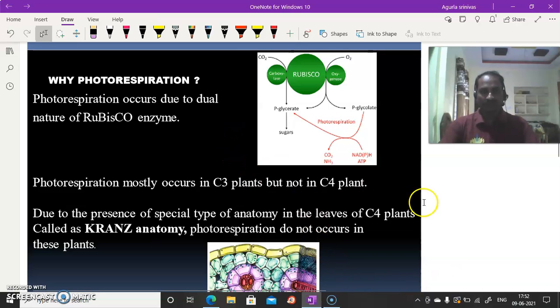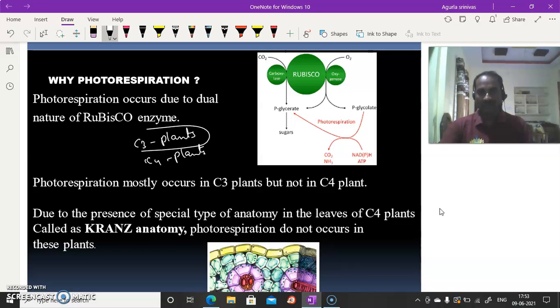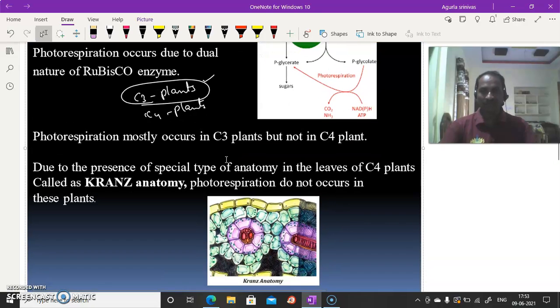Here generally this pathway occurs in C3 plants. It does not occur in C4 plants. So why C3 plants? Why in C3 plants and why not in C4 plants? In C4 plants there is a special arrangement called Kranz anatomy.